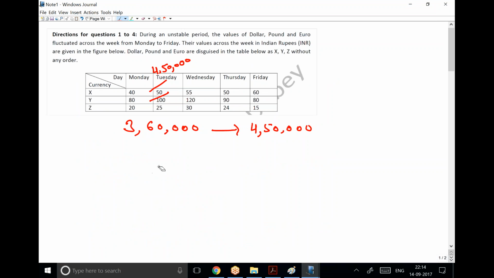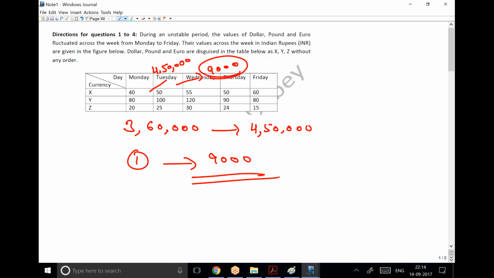Similarly, if you divide by 100, it comes out to be 4,500, which is also not given in the answer options. And finally, if you divide by 50, it comes out to be 9,000, and 9,000 is given in the answer options. So the right answer for question number 1 will be 9,000.